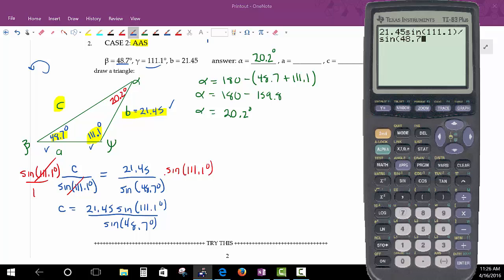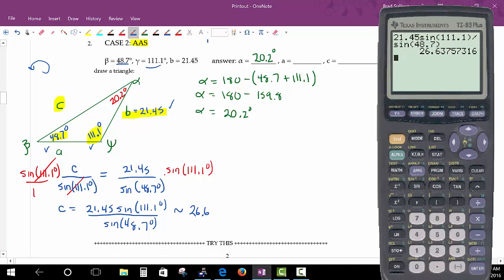And then we'll round that off to, say, one decimal. So that's approximately equal to 26.6. Okay, then I'll fill that in. So side C we now have as 26.6 units, whatever that is.